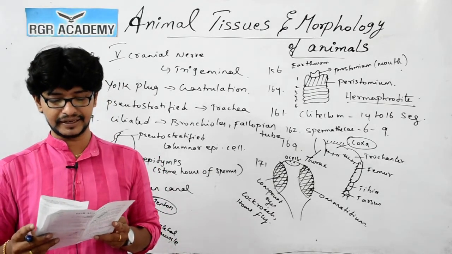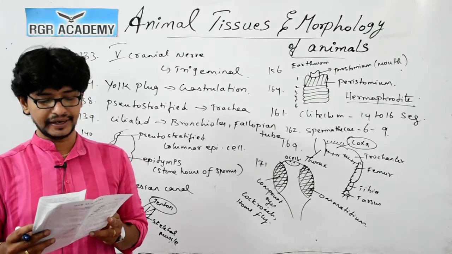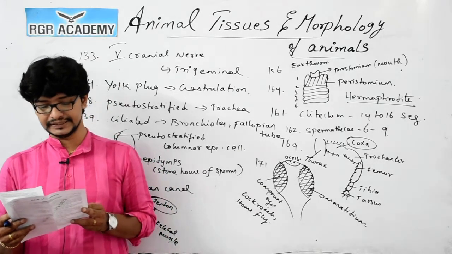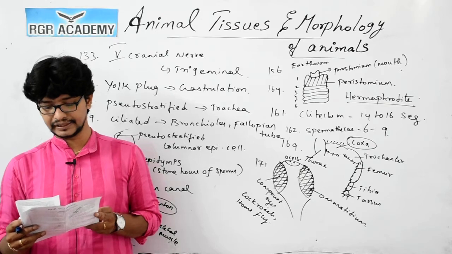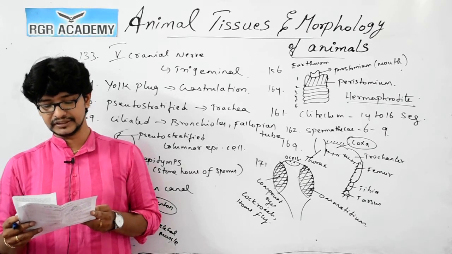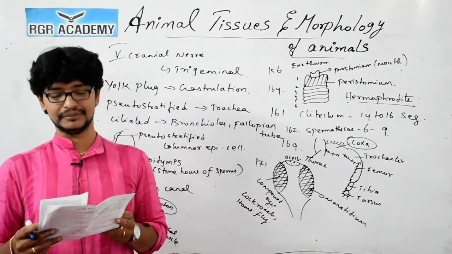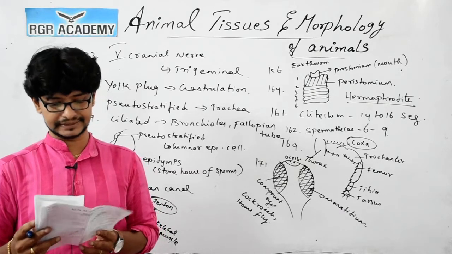175. Read statements A and B, and identify the correct choice. A, the egg of frog is moderately telolecithal. B, sooner or later the cleavage patterns become irregular. So, statement A is the reason for statement B. So, option 4 is the correct answer.